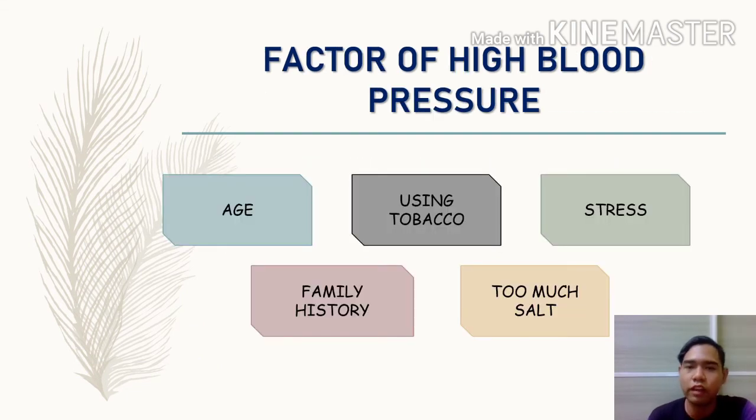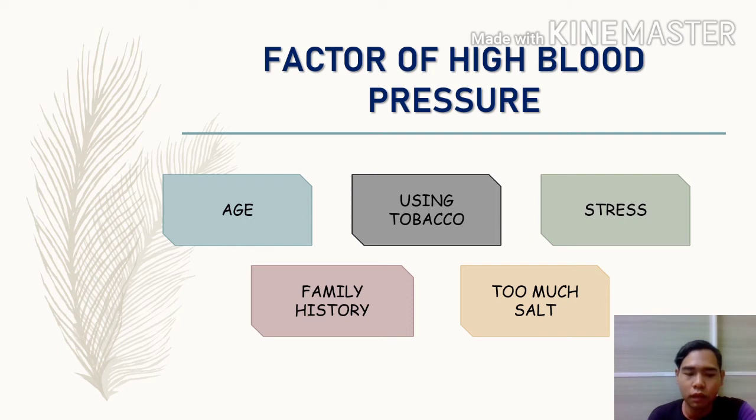These are the factors of high blood pressure. Firstly is age. The risk of high blood pressure increases as you age. Secondly is family history. High blood pressure tends to run in families.